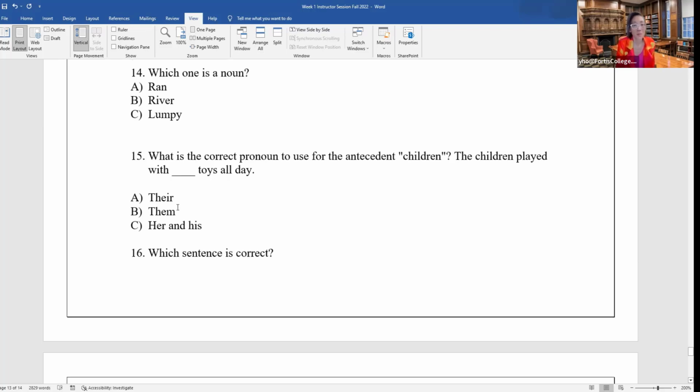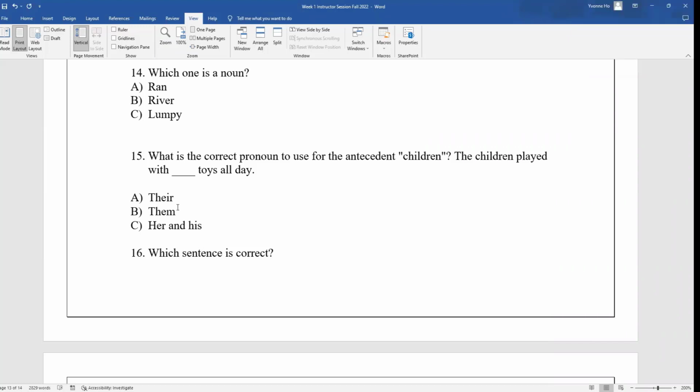What is the correct pronoun to use for the antecedent children? The children played with A, their, B, them, C, her and his toys all day. So Brittany. A. A, excellent.